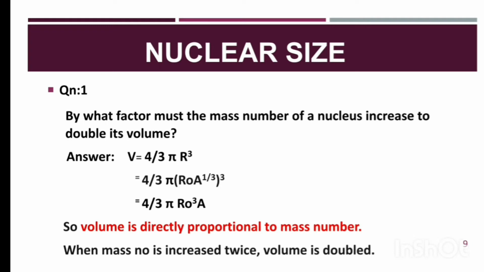In the previous slide, we studied the equation for radius of nucleus as r is equal to r0 A power 1 by 3. So, volume V is equal to 4 by 3 pi r cube, which can be written as V is equal to 4 by 3 pi r0 A power 1 by 3 the whole cube, which is equal to 4 by 3 pi r0 cube A. So, we can see that volume is equal to 4 by 3 pi r0 cube A, where 4 by 3 pi r0 cube is a constant. So volume is directly proportional to mass number. Thus we came to our answer: when mass number is increased twice, volume is doubled.